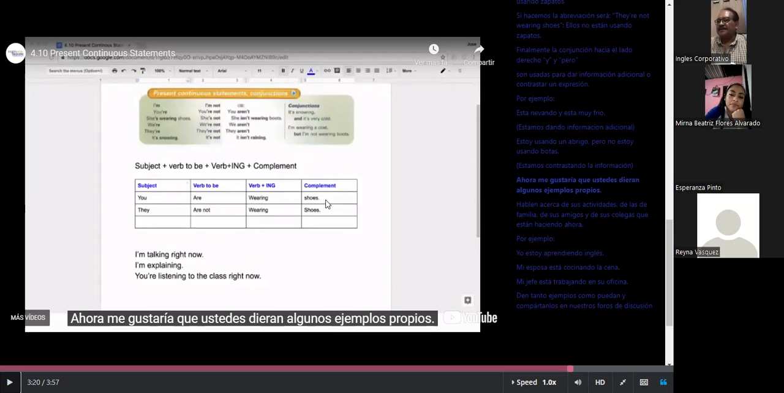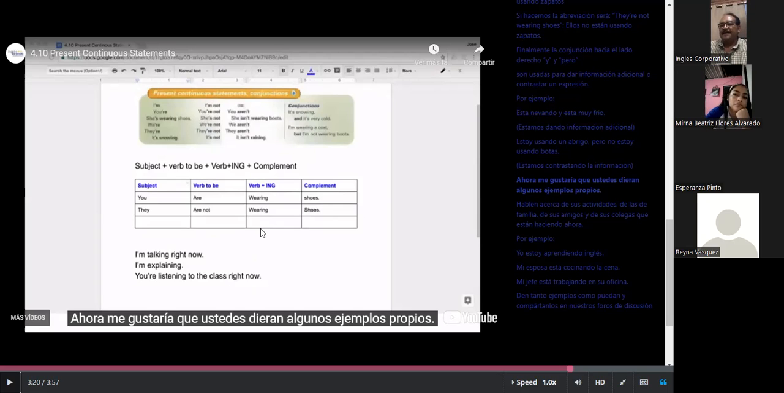Estás comiendo manzana. You are eating apple, right? Estás comiendo pescado. You are eating fish, okay? Estás comiendo dulce. You are eating candy. Yes, you are eating candy, correct.